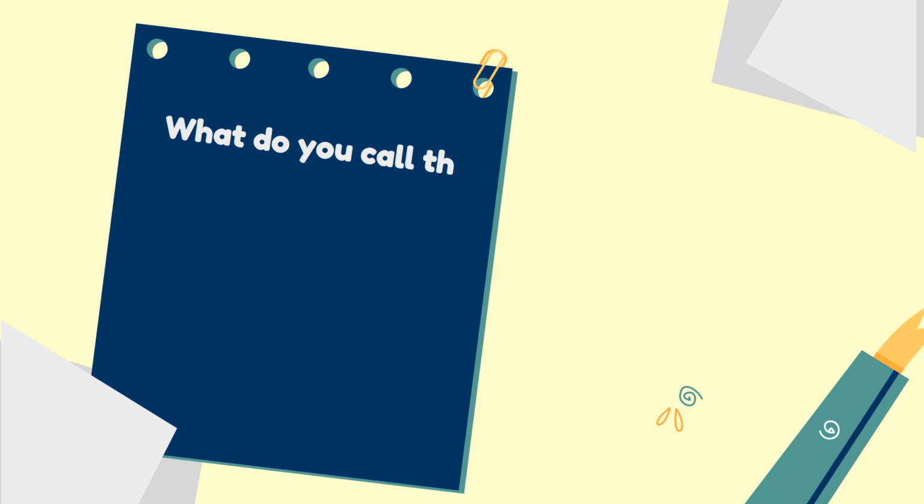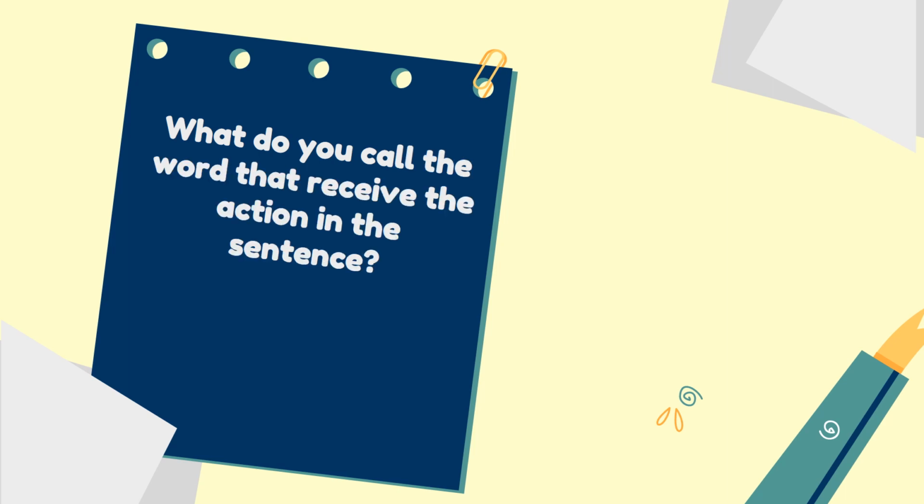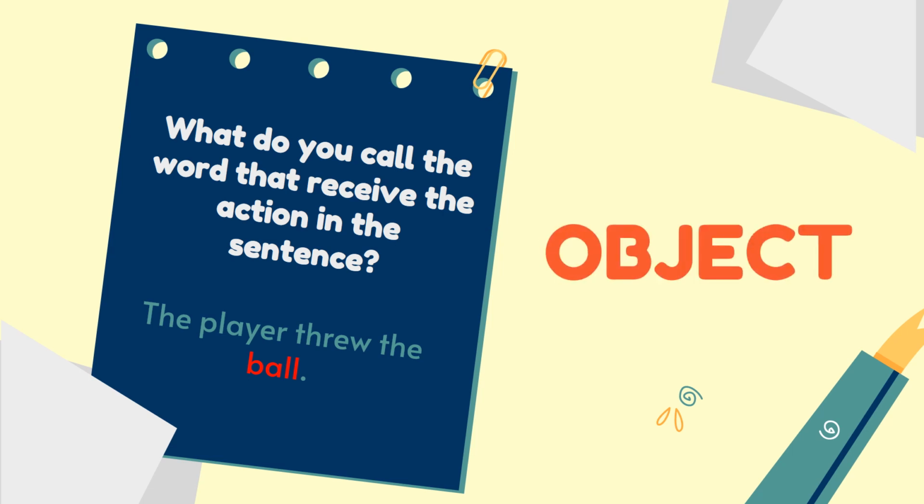Also, what do you call the word that receives the action in the sentence? Example, the word ball in this sentence. The player threw the ball. The word ball received the action threw. We call it as object or the receiver of the action.